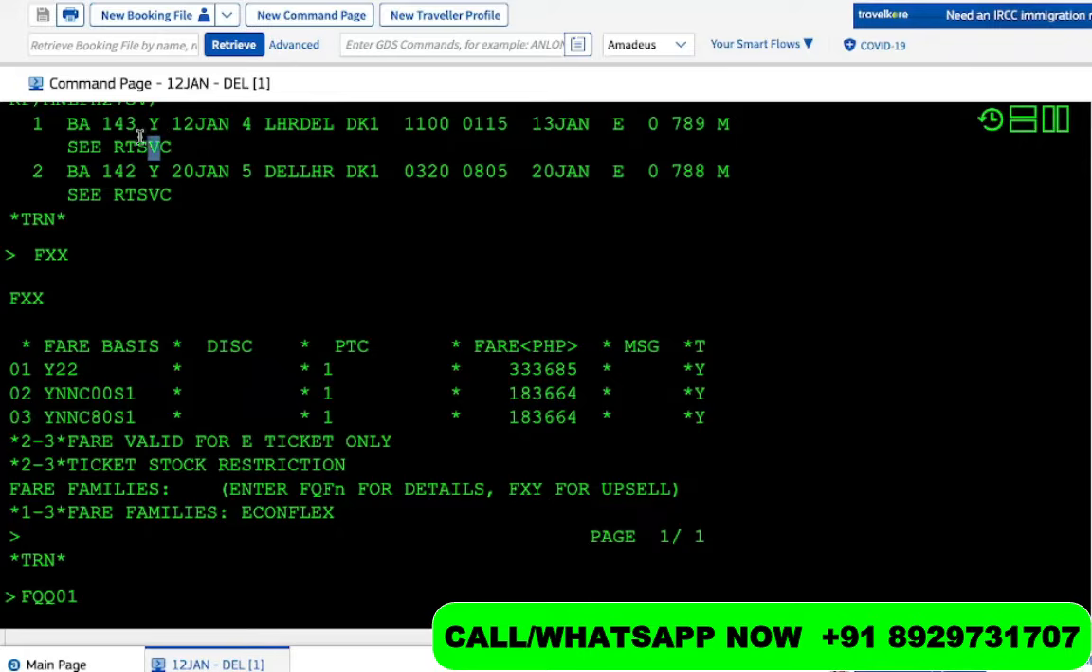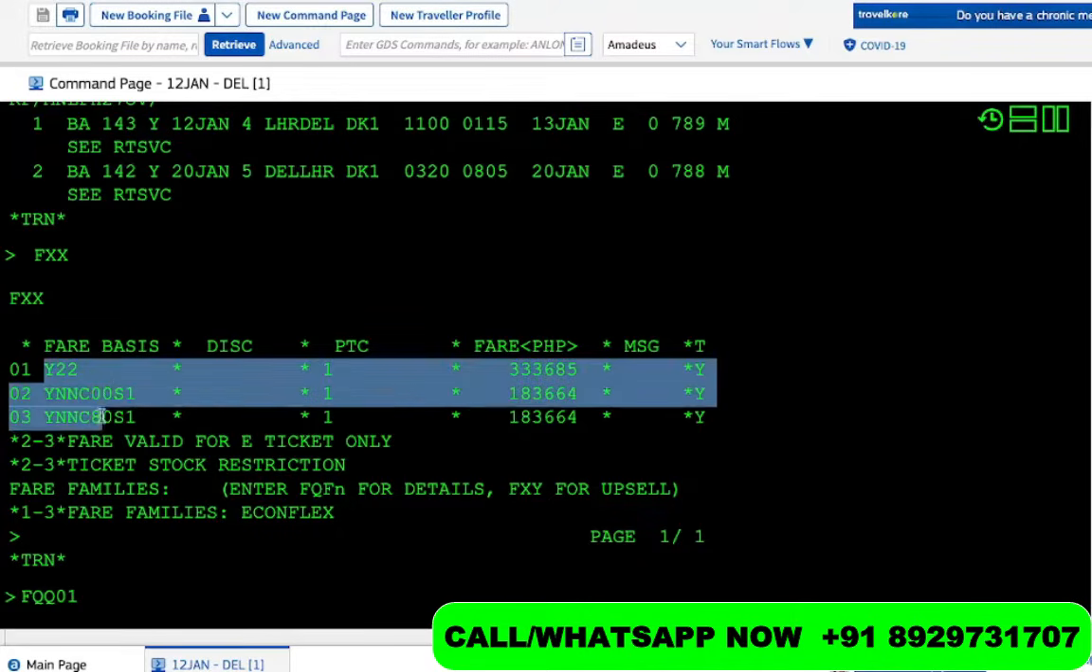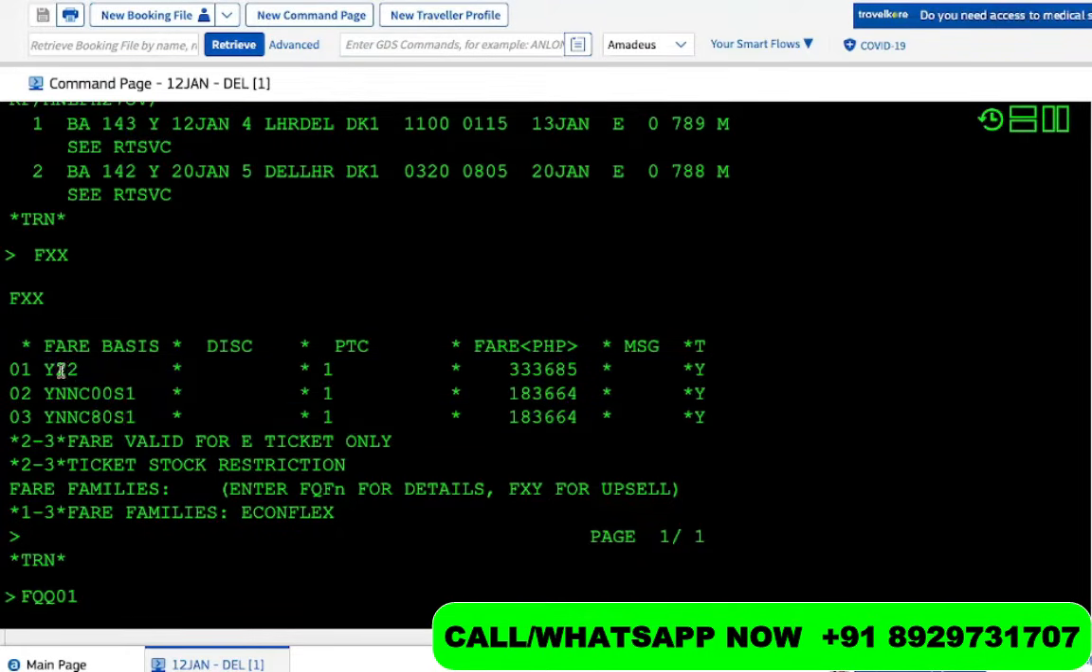Class is Y. How do we know this is Y class? This is Y class because all these fare bases are starting with Y. Mostly, you will see that the fare bases start with a particular letter of the class. For example, if this had started with the letter X, then it would be X class. If this had started with H, then it would be an H class. So it depends on what letter it starts with.